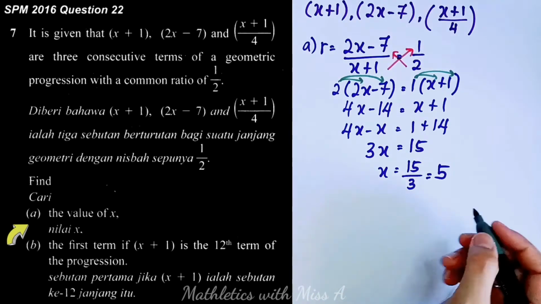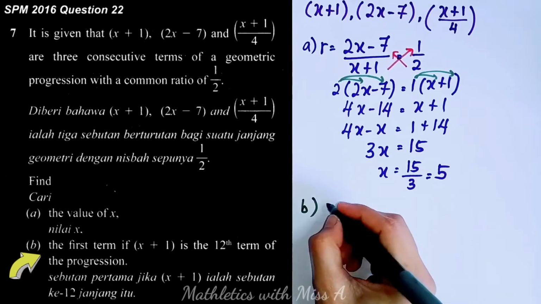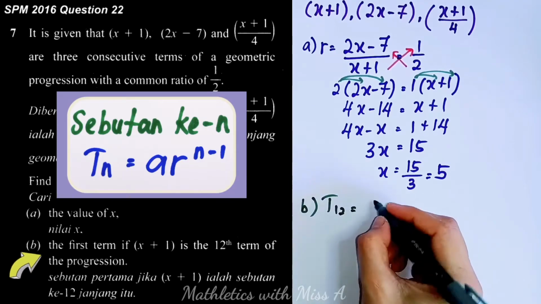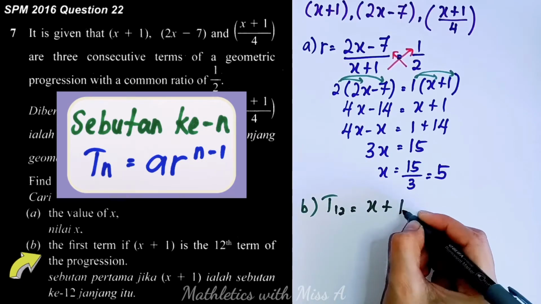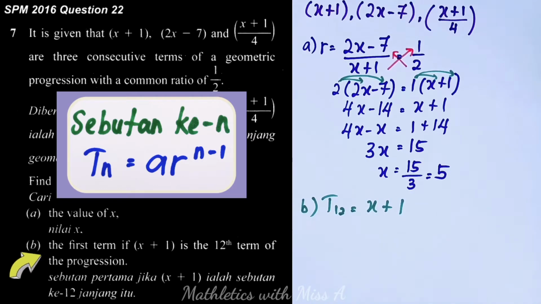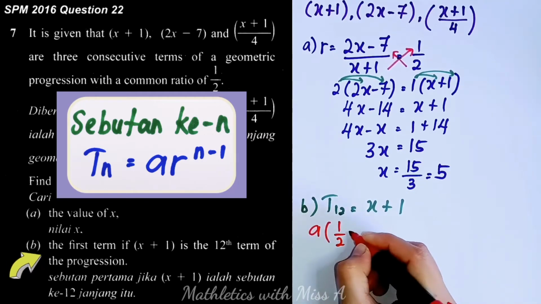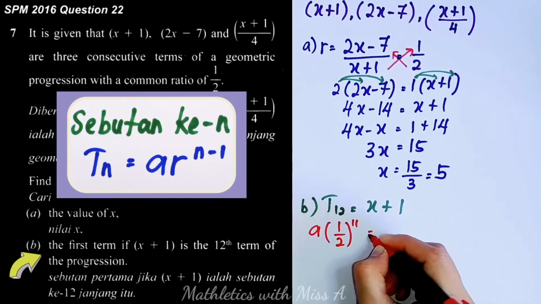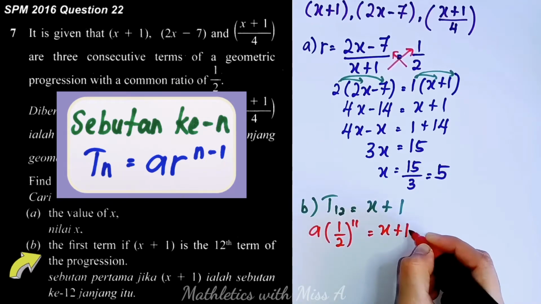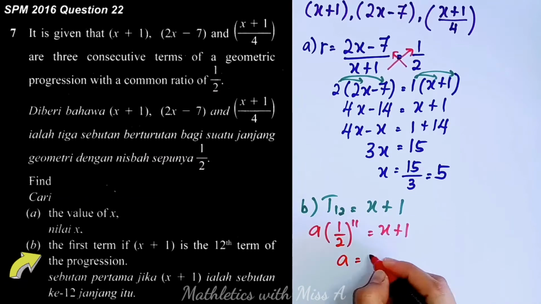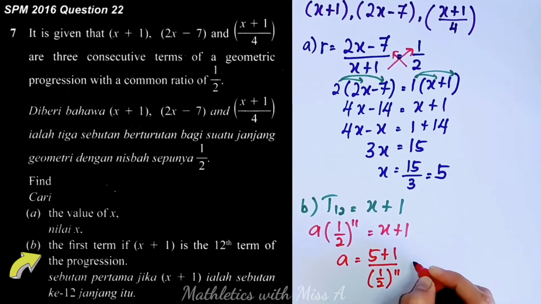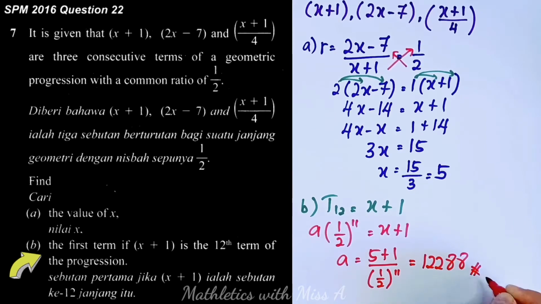Then B, find the first term if the 12th term is x plus 1. So T12 equals x plus 1. So substitute into the formula A in bracket 1 over 2 to the power of 11 and substitute the value of x. So A equals 12,288.